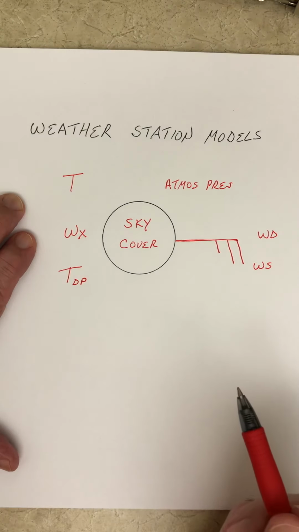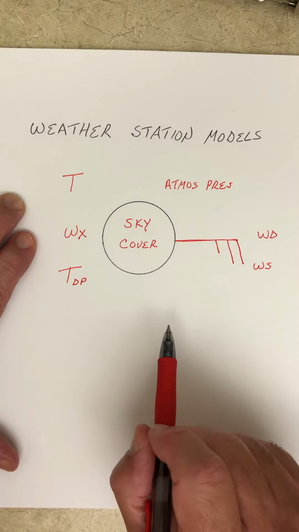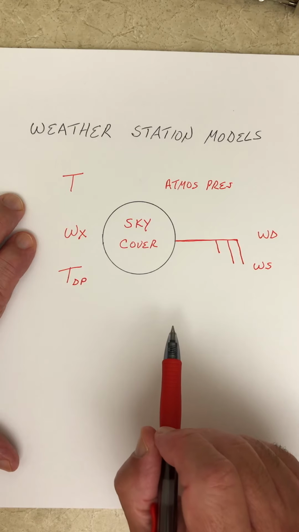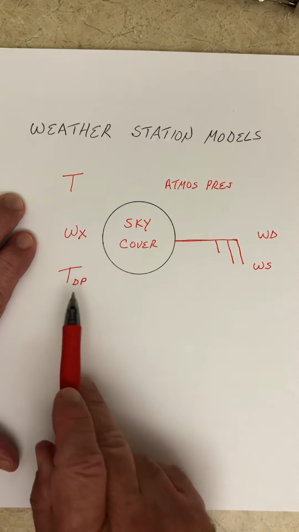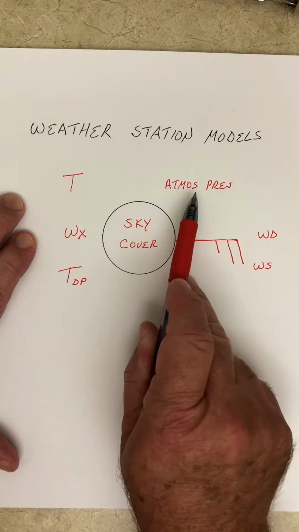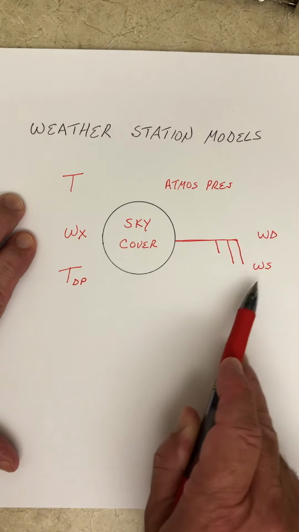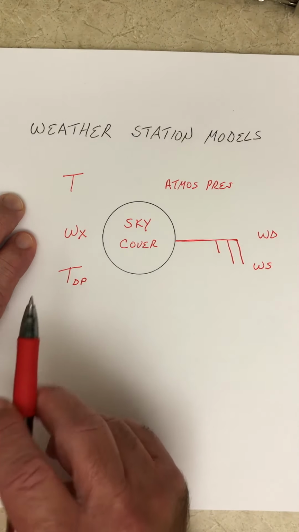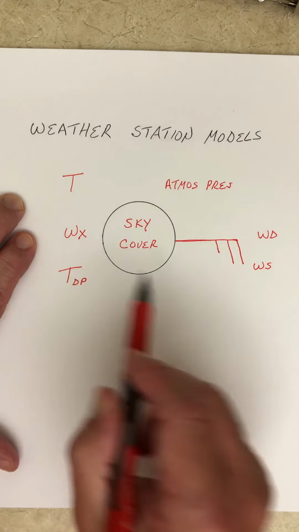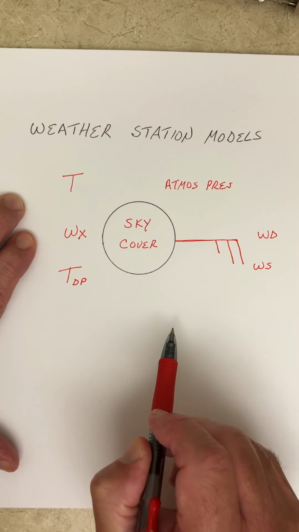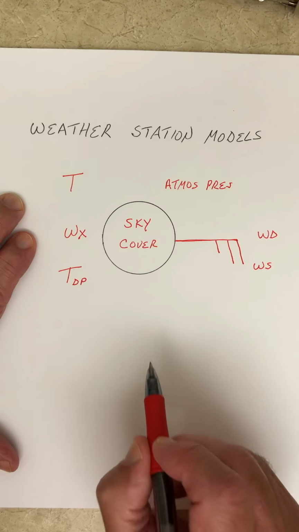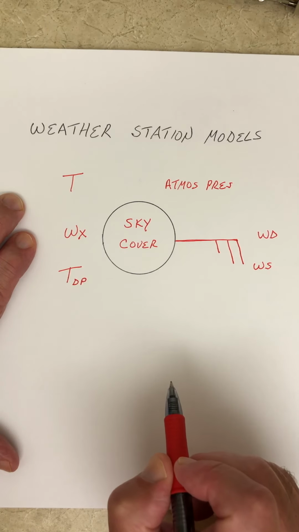And so these are the 7 different variables that you'll find around a weather station model: temperature, dew point temperature, atmospheric pressure, sky cover, wind direction, wind speed, and weather. And next what I'll do is I'll go through these in a little bit more detail to show you how these are recorded on a weather station model.